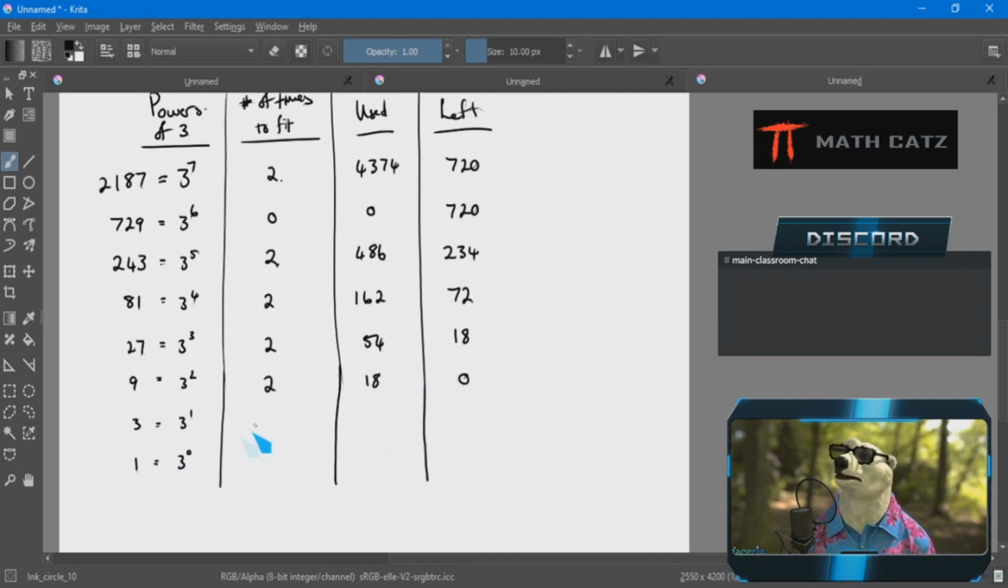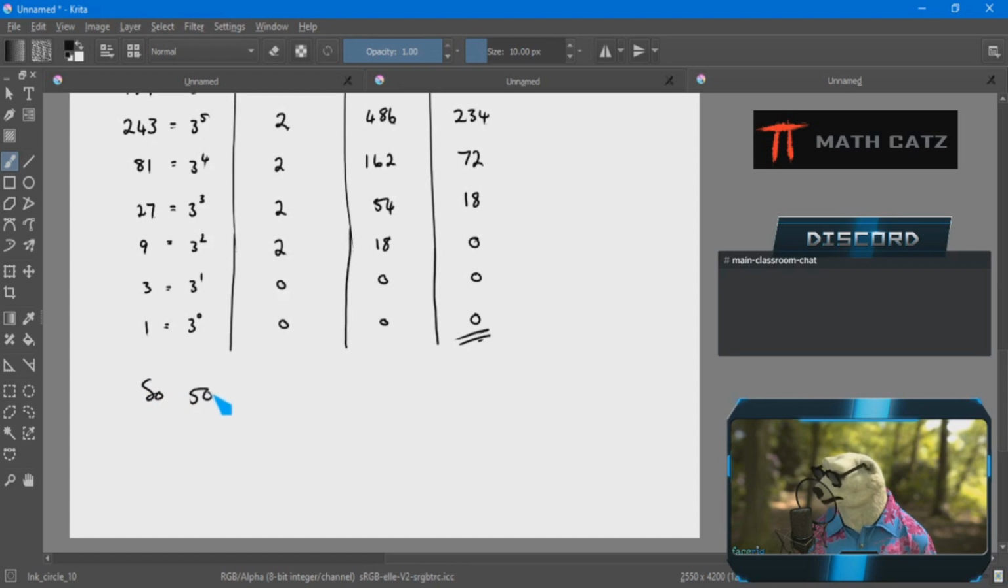So then, of course, there's nothing left to fit 3s in. I've used nothing. I still have nothing. No 1s can fit into nothing. I'm already done. But I do need to say how many groups for everything from my starting point down. So my number was 5094.